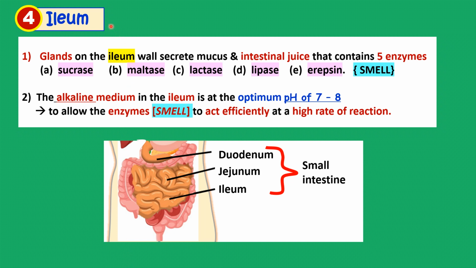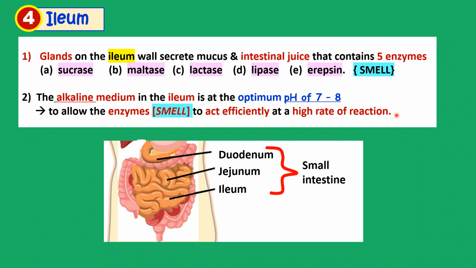So the fourth site of digestion and the final site of digestion is ileum, and these are the long notes for it. Based on what we have discussed in the table, is almost the same, right? So glands on the ileum wall secrete mucus and intestinal juice that contains 5 enzymes: sucrase, maltase, lactase, lipase, and erepsin. Acronym is SMELL. The alkaline medium in the ileum is at the optimum pH of 7 to 8, right? So it's alkaline, and it allows the enzymes to act efficiently at a high rate of reaction.